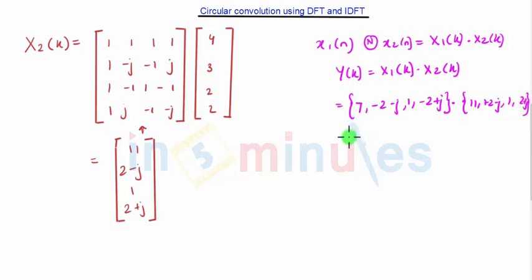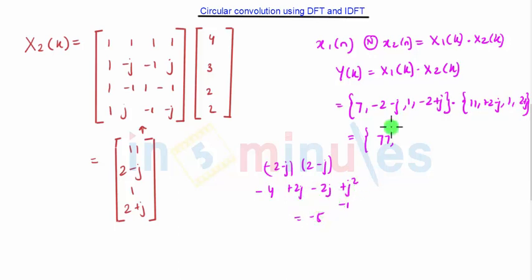Now we are going to multiply each and every term. So 7 into 11 gives us 77. Minus 2 minus j into 2 minus j, that is minus 2 into 2, which gives us minus 4, plus 2j minus 2j plus j square. J square is equivalent to minus 1, so finally it gives us minus 5. Similarly for the next one, again the same, minus 5.